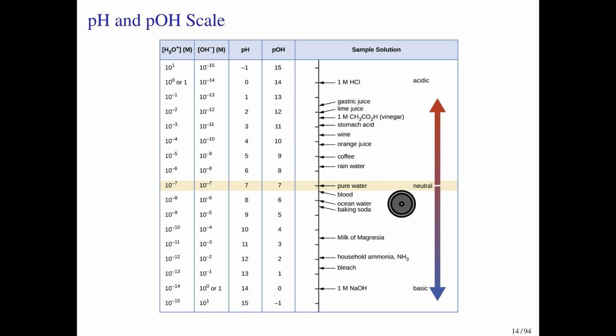Conversely, if you're talking about basic solutions, so as you go down in this table, the solutions become more strongly basic. Here, the 1 molar sodium hydroxide is a very strong base. We have the opposite trends. You have a very high hydroxide concentration relative to pure water, and a very low hydronium concentration relative to pure water. Also, the pH takes on a very large value, 14, and the pOH is very low. So small pOH means a strong base, just like small pH means a strong acid.